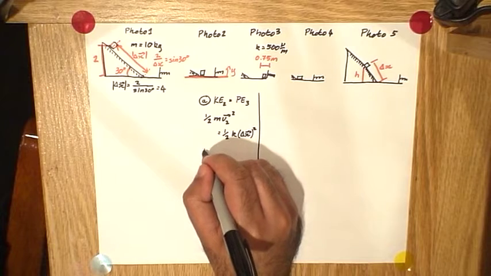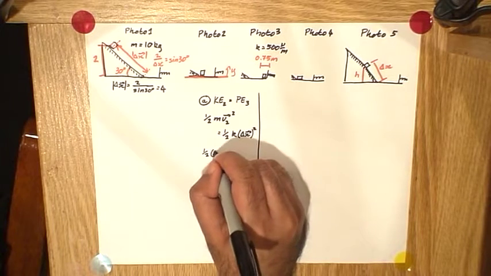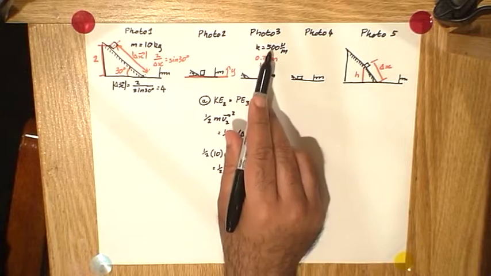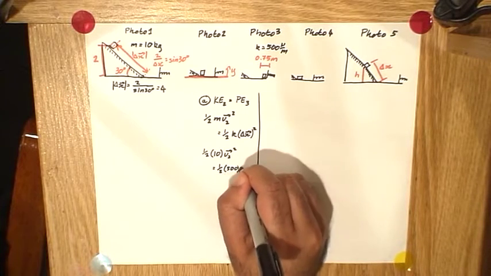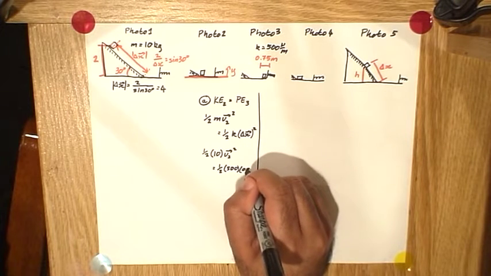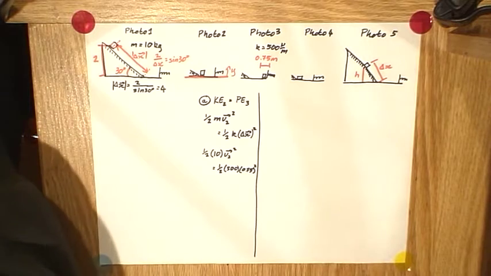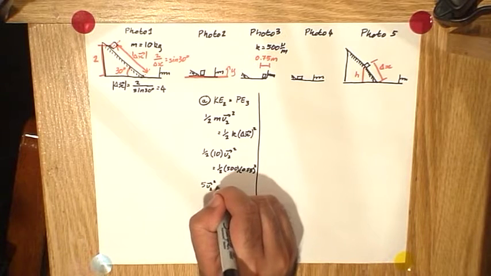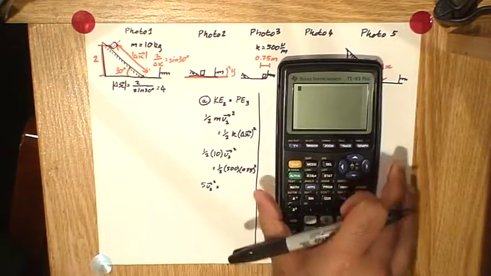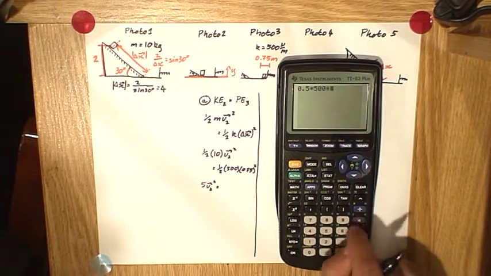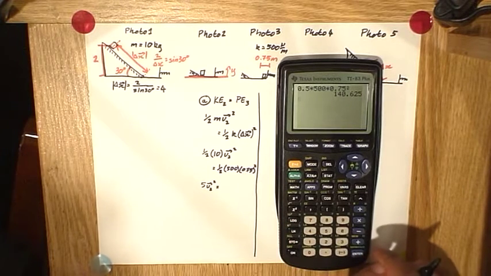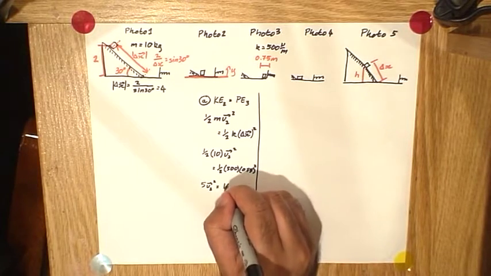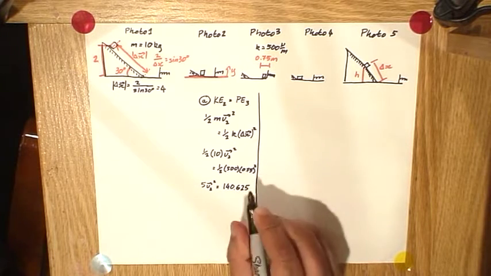Substitute in everything we know. 1/2 times the mass, we were told, is 10. The velocity is the unknown, is equal to 1/2 times k, 500, times the compression, 0.75, squared. Now let's start simplifying. Half of 10 is 5. 5 v2 squared is equal to half of 500 times 0.75 squared. That works out to 140.625. So that's the potential energy at point 3. 140.625 joules.